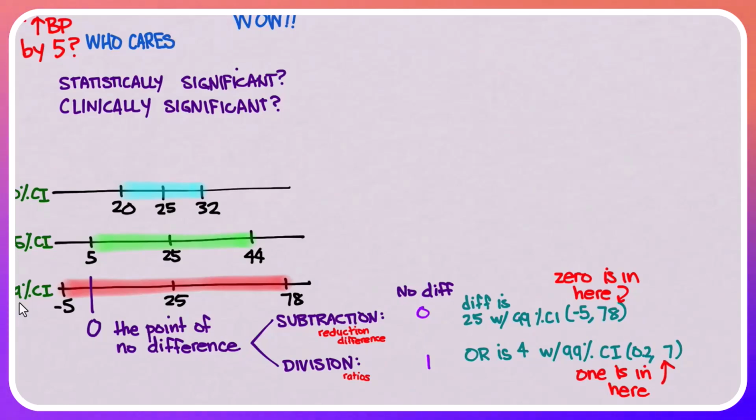It tells you other things as well, but just remember the thing that you want to look at here in order to determine whether something is statistically significant or not is, does the confidence interval include the point of no difference? And we looked at that. Subtraction is 0, division is 1. That is the point of no difference. If it includes that point, then it is not statistically significant.